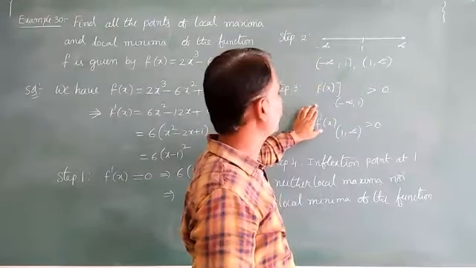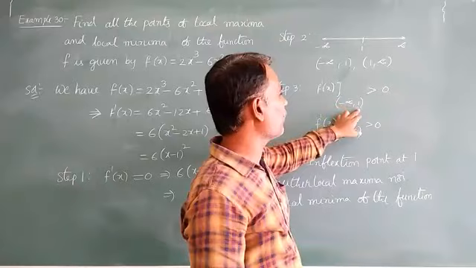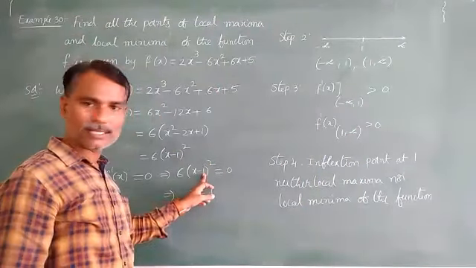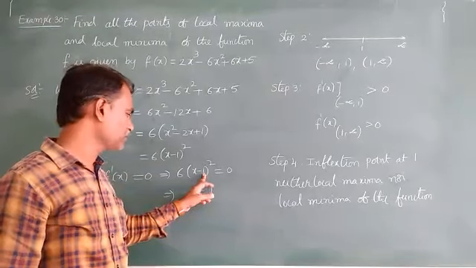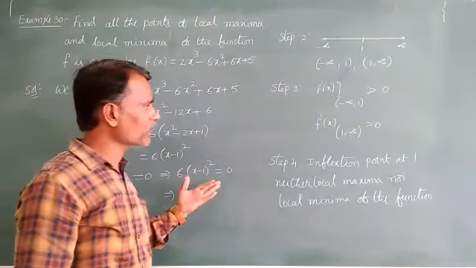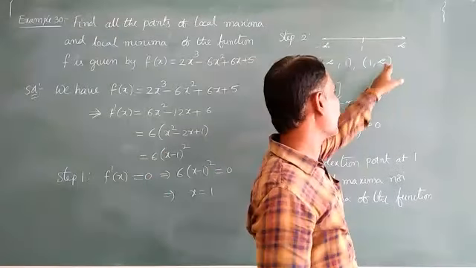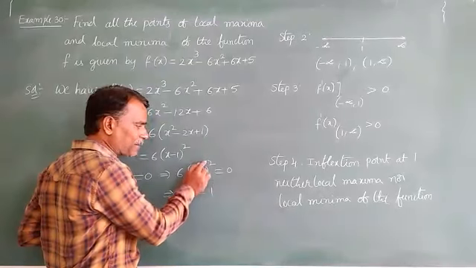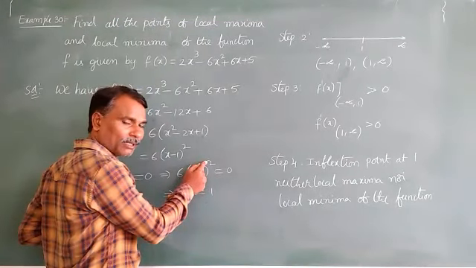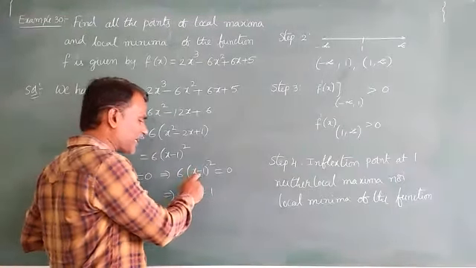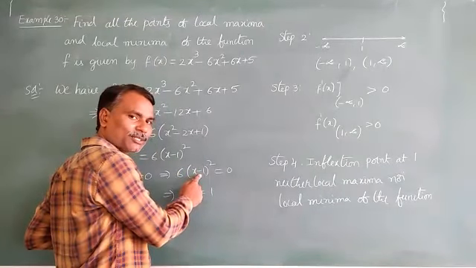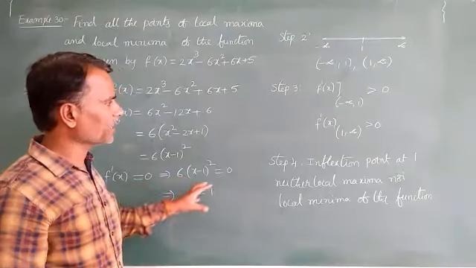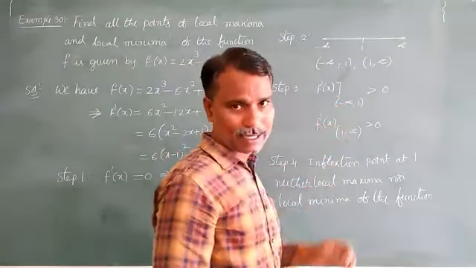And check the sign of f dash of x. In minus infinity comma 1, just take any number, say 0: 0 minus 1 means minus 1 whole square, plus 1, positive. Take any value here also and you will get positive, because the expression has a perfect square, the power 2. Even if you get some negative, it becomes positive. That's why both are greater than 0 only.